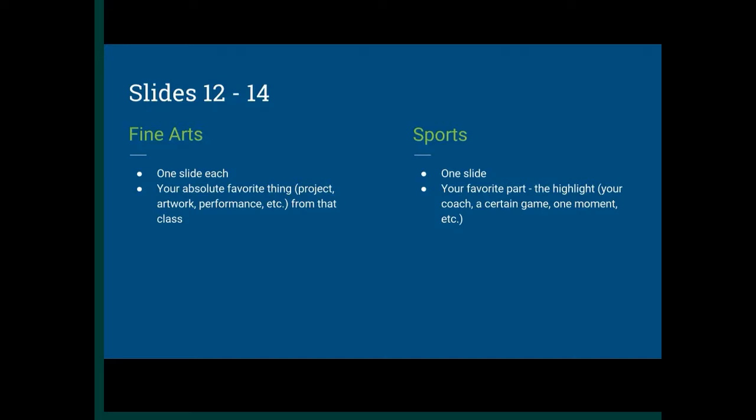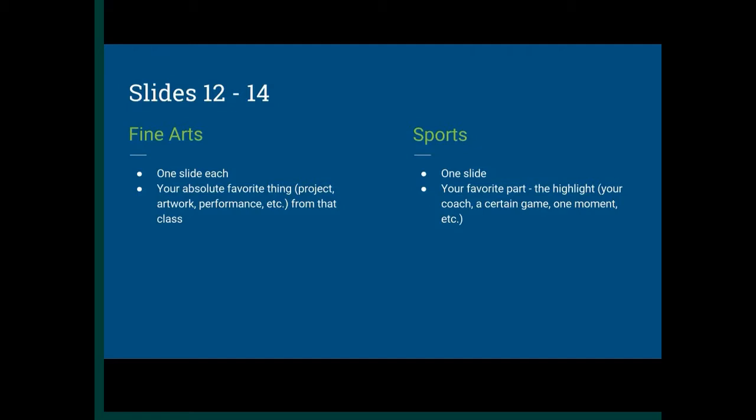Once you finish your slides about your other classes, you're going to move on to slides 12 through 14, which will be your 2 fine arts classes and your sports. So you're going to make one slide for each of your fine arts classes, and on that slide I want you to put your absolute favorite thing, the project, the artwork, the performance, whatever it was from that fine arts class. I do recommend titling each of those with what the class is, so put show choir if one of your fine arts is show choir, right? And each of those classes will get its own slide, so you should have 2 fine arts slides.